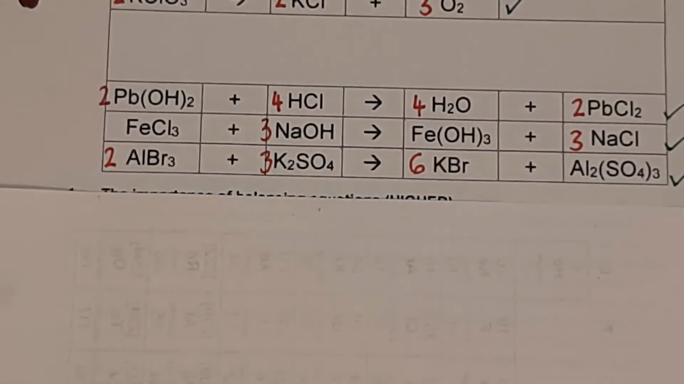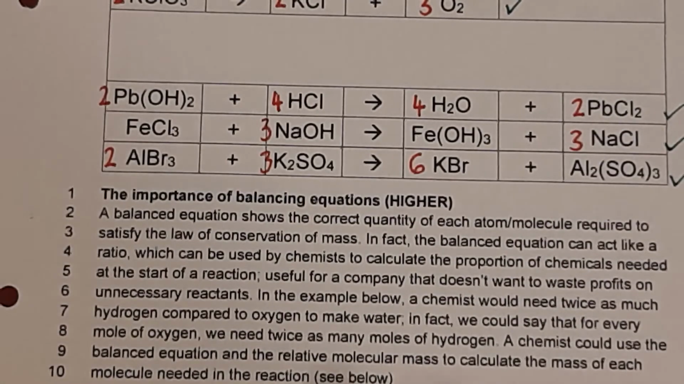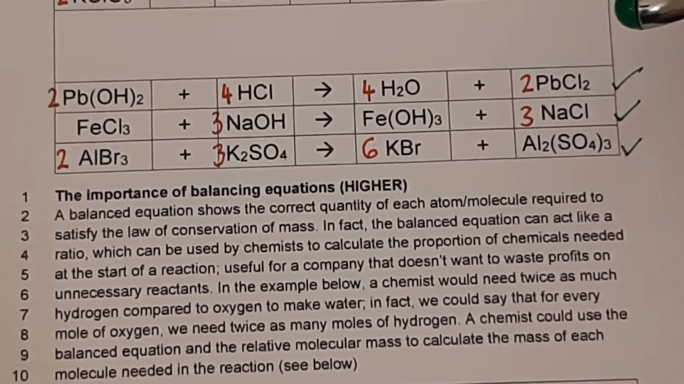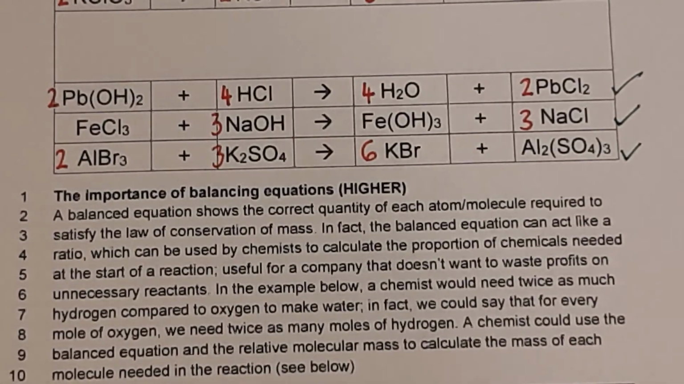Okay, so if you're a foundation tier student, this next section is higher tier only, so you can move on to the knowledge check and you'll need to fast forward to that. So you can do the knowledge check and then go through the answers. Okay, if you are a higher tier student, we'll go through the rest of this lesson before we move on to the knowledge check. So, the importance of balancing equations.